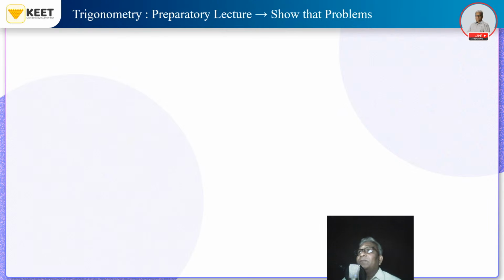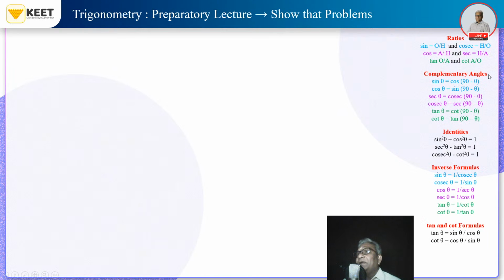Now you know the list of the formulas which we have already studied in the previous lectures, some of the ratios. Those formulas are complementary angle formulas, that is sine theta equals cos 90 minus theta, and so on. In these formulas you try to focus on this. The first two formulas shown in blue color: sine theta is equal to cos 90 minus theta and cos theta is equal to sine 90 minus theta.